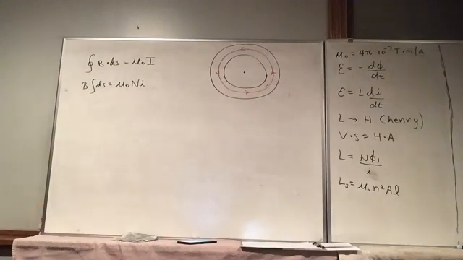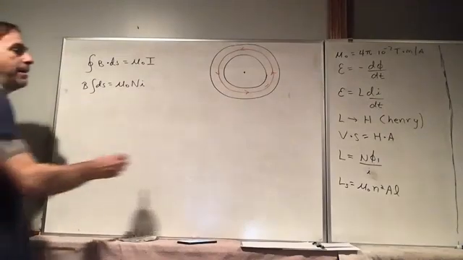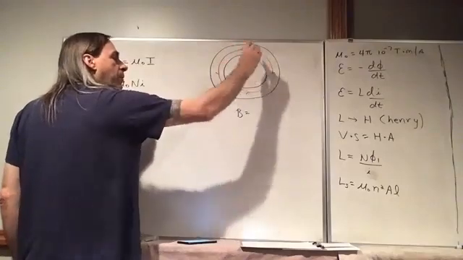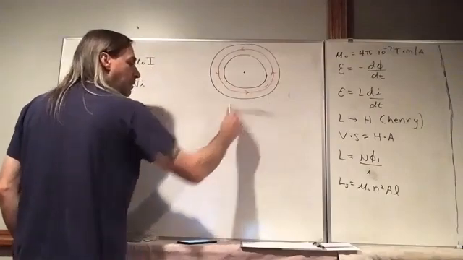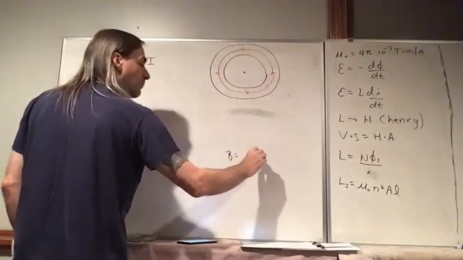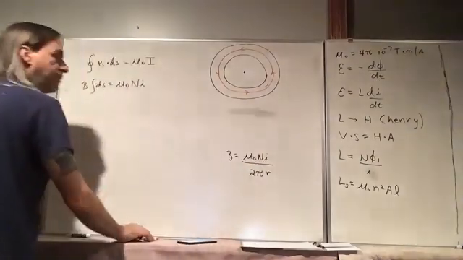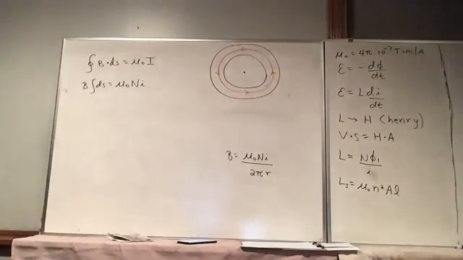So if i is the current in the wire, we have B times the integral of ds as mu naught N i. And that integral of ds is just the circumference of that circle. We're going to move this down a little bit. Okay, so that's the magnetic field at a given radius. Very easy to find with Ampere's law.